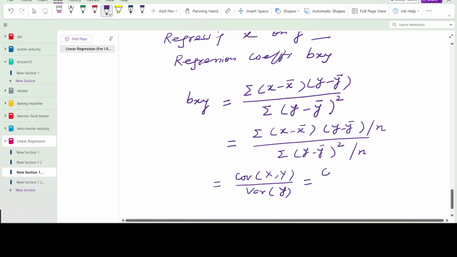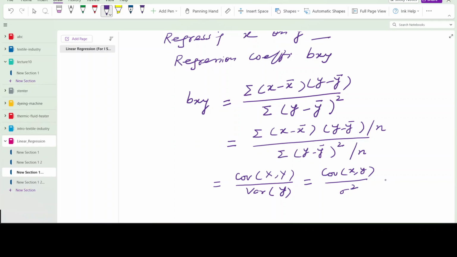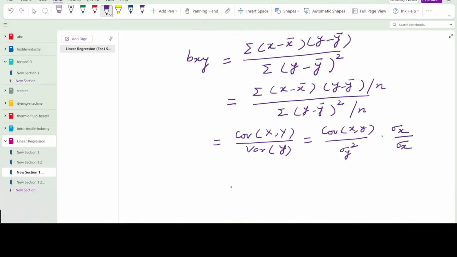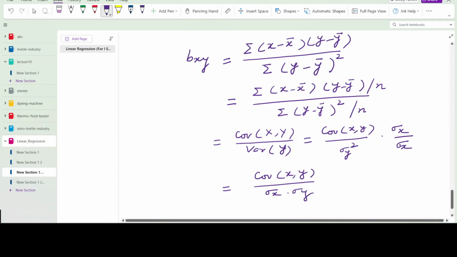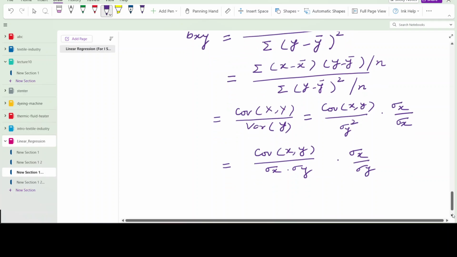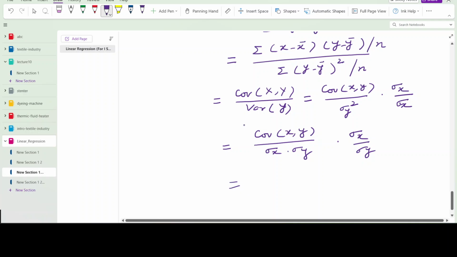Again the same manipulation: covariance xy divided by sigma y square. Multiply by sigma x on both numerator and denominator. This will be covariance xy divided by sigma x sigma y, and again this term is the correlation r.